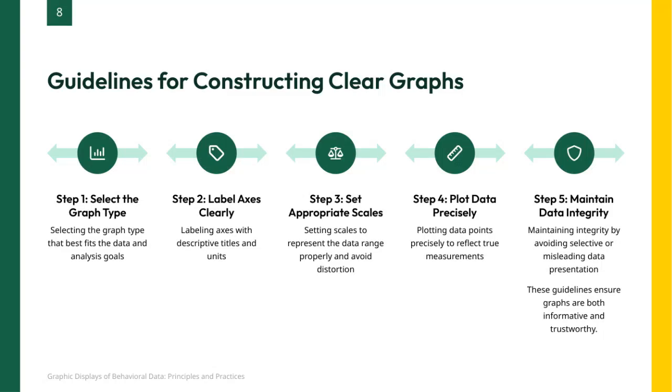When constructing clear graphs, the first step is to choose the right type of graph that suits your data and the message you want to convey. This ensures your audience grasps the information quickly and accurately. Next, it's essential to label your axes clearly with descriptive titles and units, so there's no confusion about what the graph represents. Setting appropriate scales is also crucial.